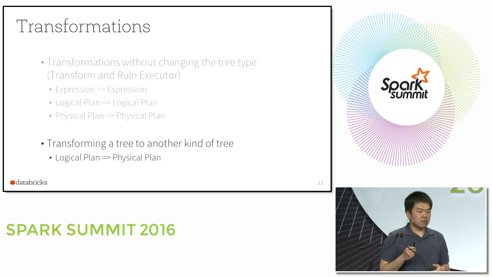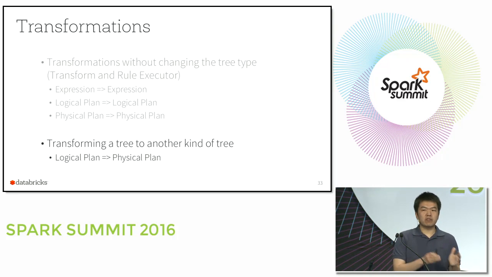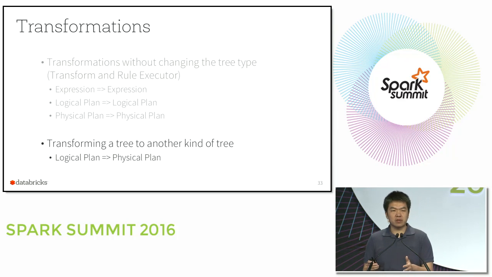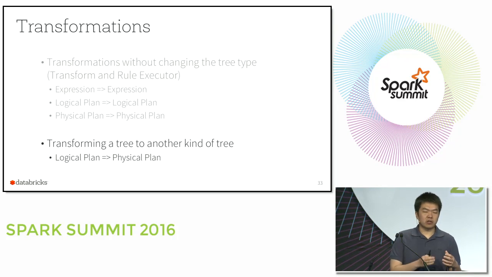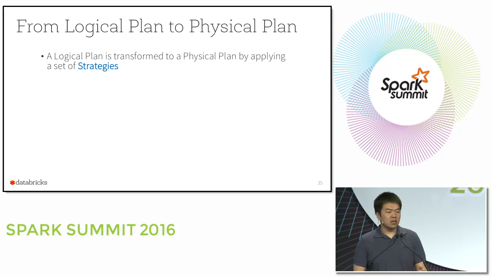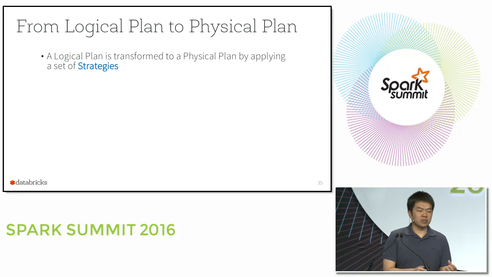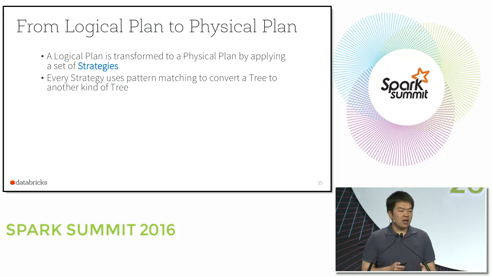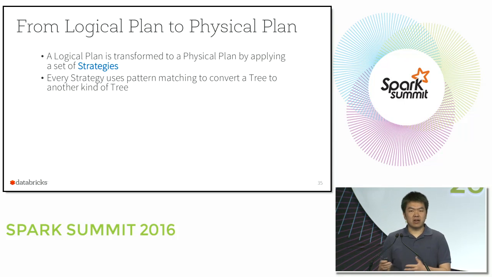All right, so now I have introduced how we transform a tree to another tree with the same type. So let's look at how we transform a tree to another kind of tree. Specifically, how Catalyst converts a logical plan to a physical plan. In Catalyst, a logical plan is transformed to a physical plan by applying a set of strategies. And every strategy uses pattern matching to convert a tree to another kind of tree.